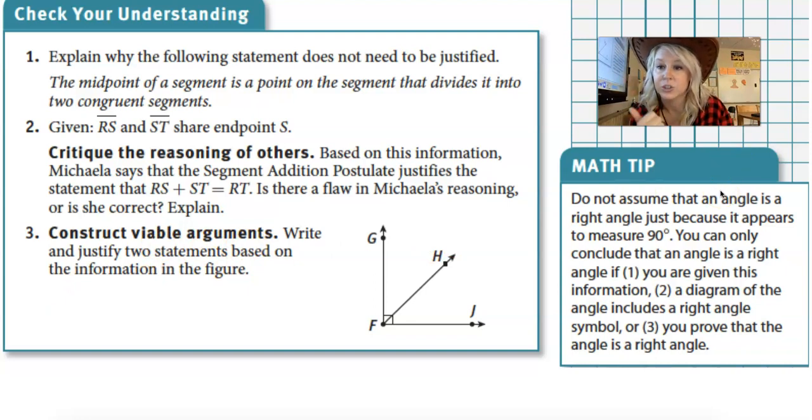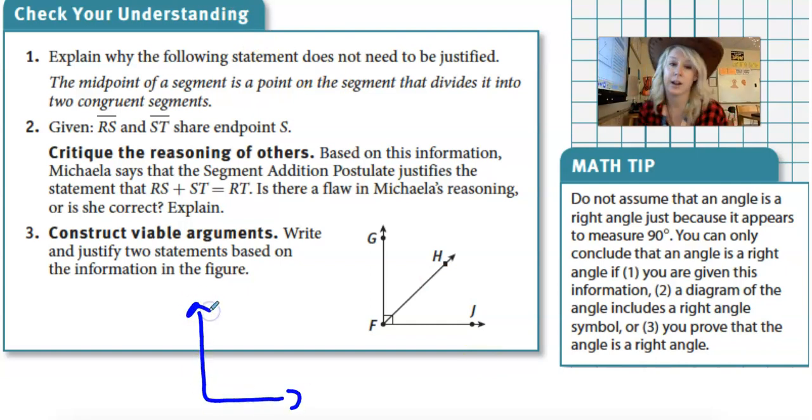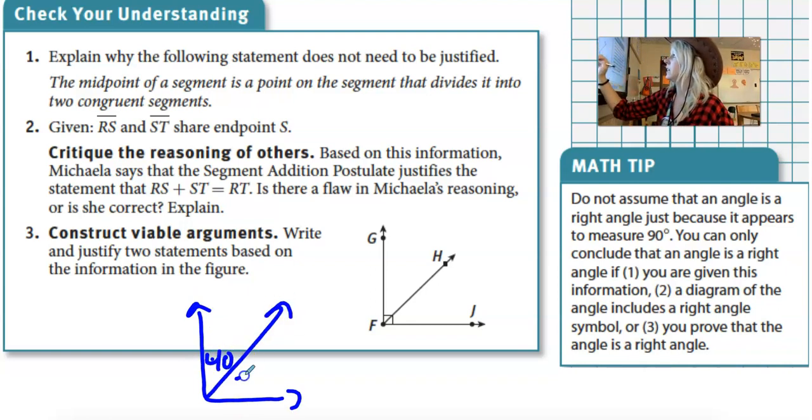So let's read this math tip. It says, do not assume that an angle is right just because it looks to measure 90. You can only conclude or know that an angle is right if you are given information or if it has a little box symbol, like over here, or that we have proved it as a right angle. So what that's saying is, for example, if you see this beautiful angle, you cannot assume it looks right because Miss Callahan drew an awesome angle. If it doesn't have numbers, so if it was like 40 and 50, then I know it's the right angle because they add up to 90, or it has to have a box. But you cannot assume it's 90 just because it looks it. All right, try 1, 2, and 3, press pause, and we'll go over our answers.